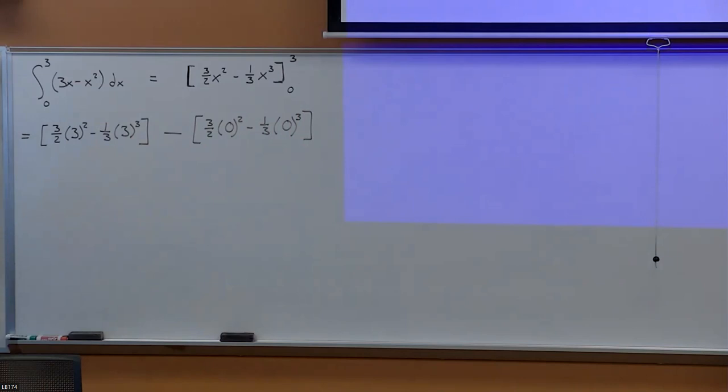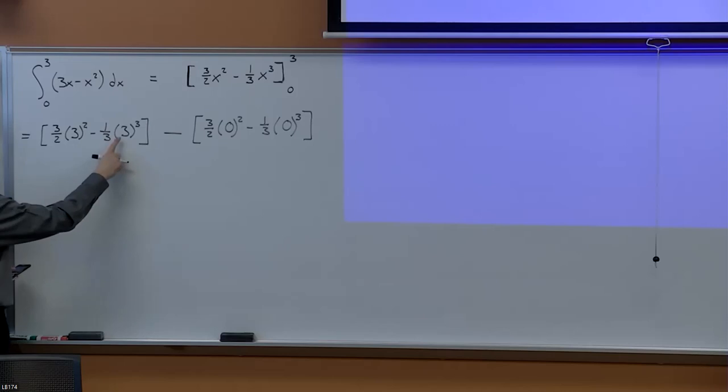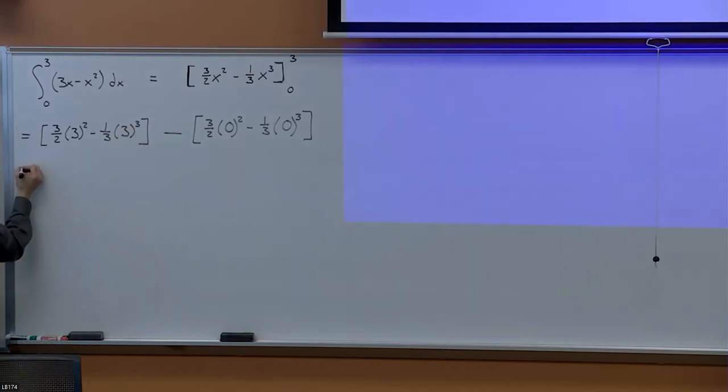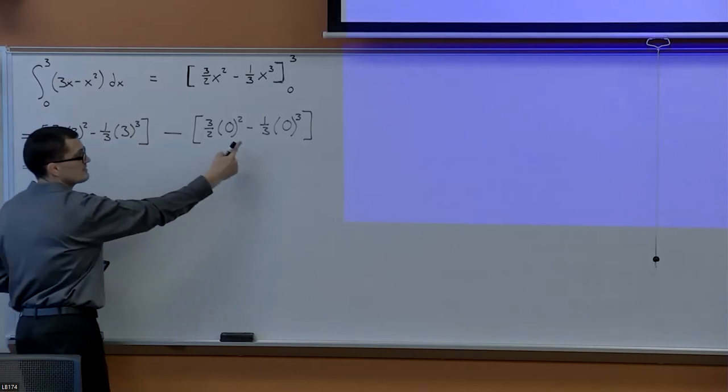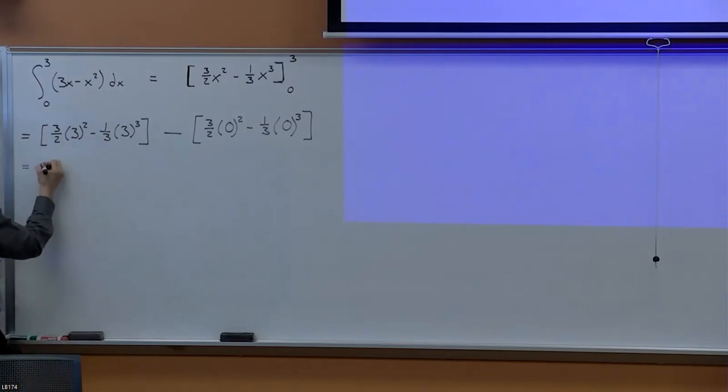Then I usually just turn to my calculator and calculate this. 3/2 times 3 squared minus 1/3 times 3 to the third. This gives me 4.5. This gives me 0. And so my final answer is 4.5.